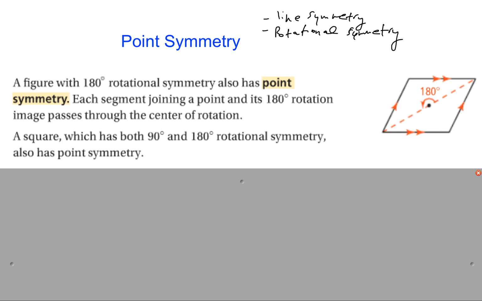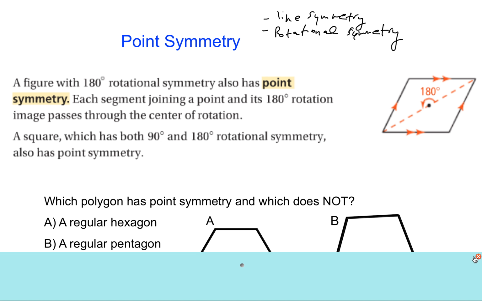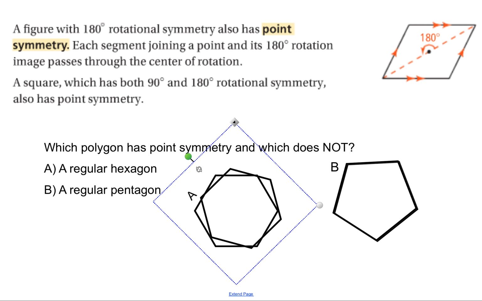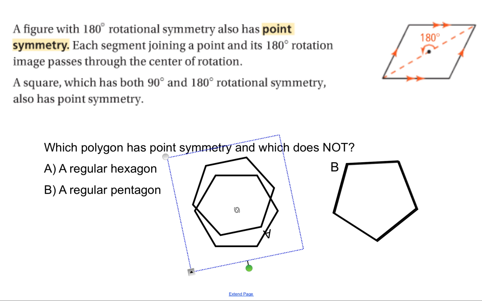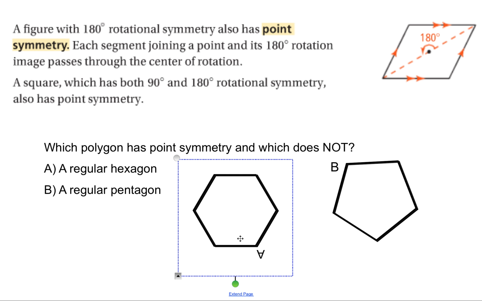So let's find something that has 180-degree rotational symmetry. Let's take a look at these two polygons. Which one of these has 180-degree rotational symmetry? Well, let's take a look first at this regular hexagon. So I can rotate this 180 degrees. Okay, and you can see that this figure will map directly onto itself. In other words, every point when rotated 180 degrees will map onto the regular hexagon.